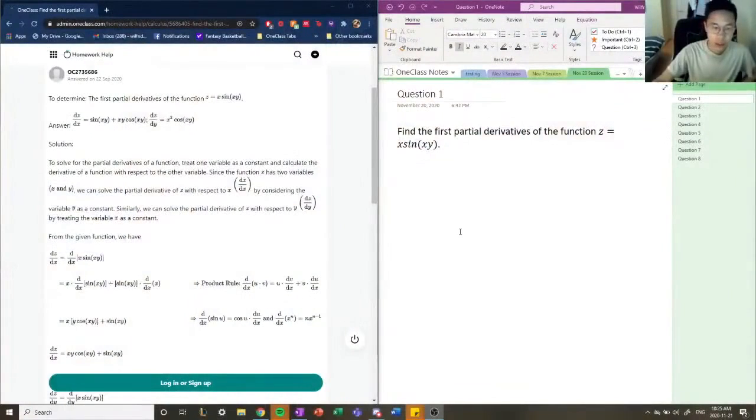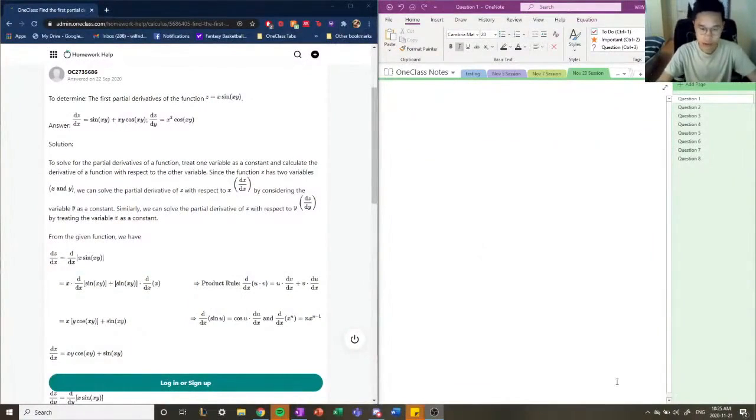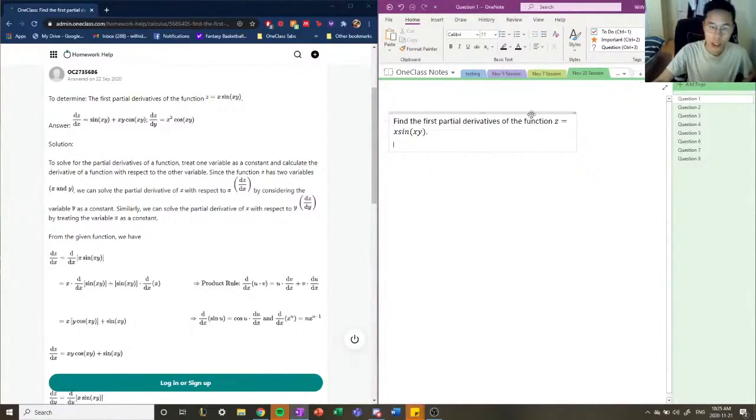Okay, so let's just begin with the first question. The first question reads, find the partial derivatives of the function z equals x sine of xy.